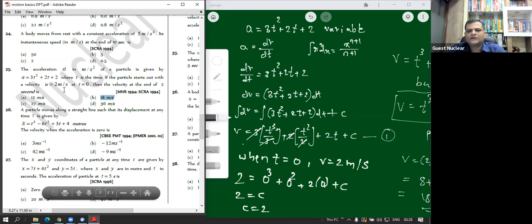चलो ठीक है. What does it work out, this 26th one? A particle moves along a straight line such that its displacement at any time is given by s is equal to t cube minus 6t square plus 3t plus 4 meter. Then the velocity when acceleration is 0 is also one of the important questions.